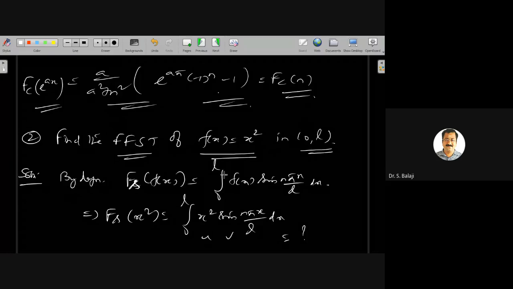the integral 0 to L of f of x sin n pi x by L dx. For the finite sine transform of x square they are asking here, for 0 to L, f of x is x square, sin n pi x by L dx.